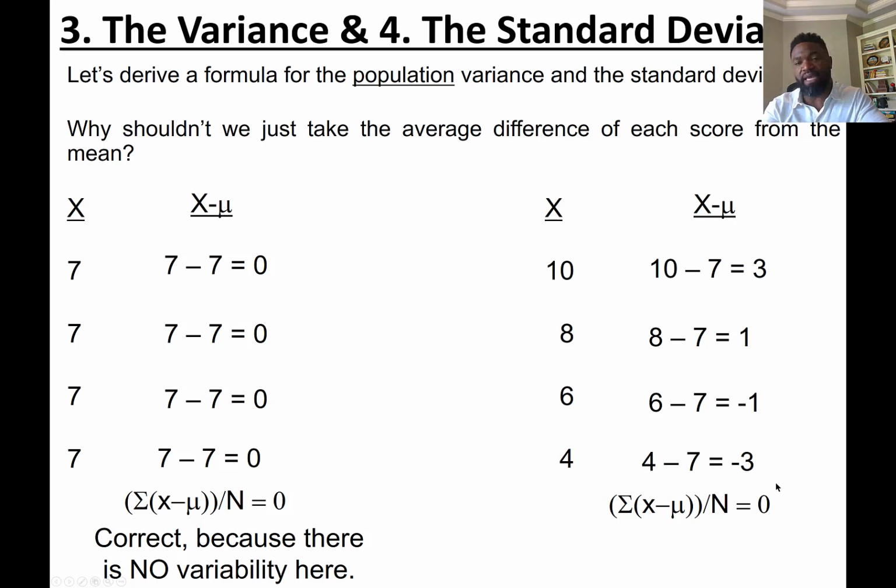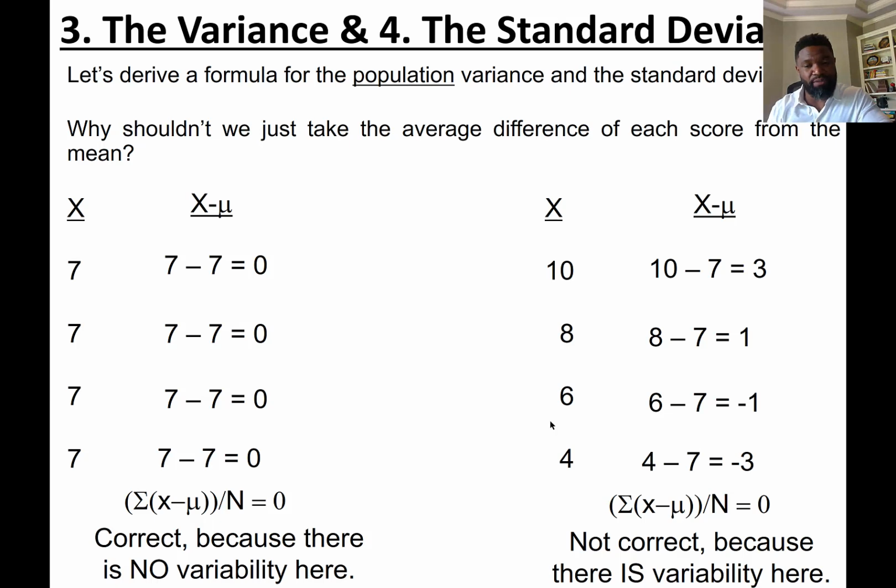Okay, and so again, we're saying that there's no variability amongst these numbers, and that's just crazy, right? Because these numbers are not the same. So this is not correct because there is variability here. So we can't just get the difference from the mean and then add them all together as a measure of the spread of these things, because it's not correct.